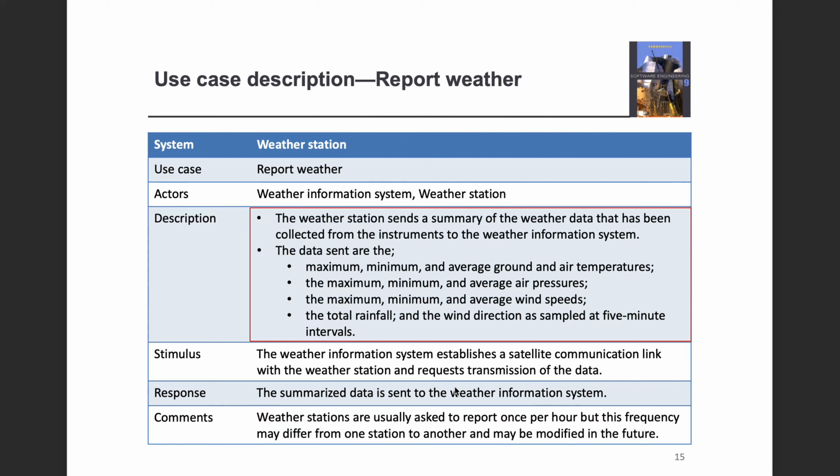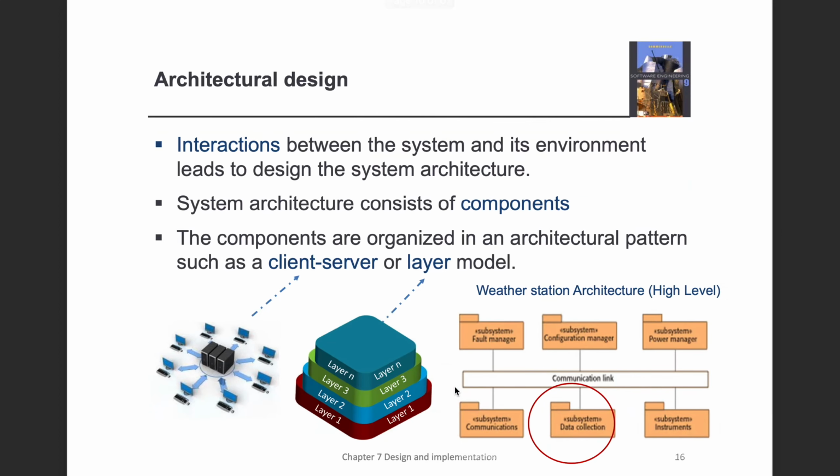And then when we look at the weather information system, it establishes a satellite link with the weather station, and a request for the information is sent. In response, the weather station will summarize the weather information and send it to the weather information system for further processing. So here we also look at architectural designs.